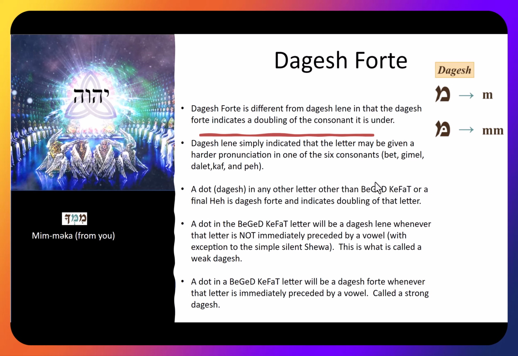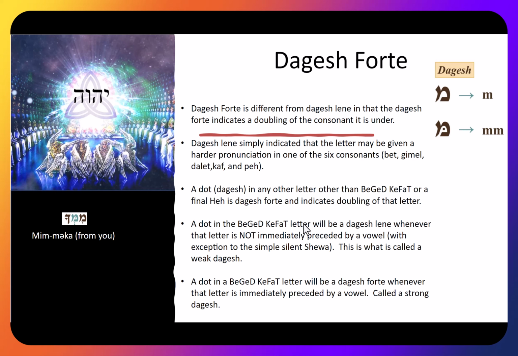So again, all of these rules are coming into play together. That's what these rules are with the dot, or its formal name, Dagesh. In any other letter other than the Begad Kefet or what we call the final Hey, it is a Dagesh forte, and it will indicate that there is a doubling of that consonant. In a Dagesh linne situation with the Beit, the Gimel, the Dalet, the Kaf, and the Pei, it will distinguish the pronunciation of that singular consonant.